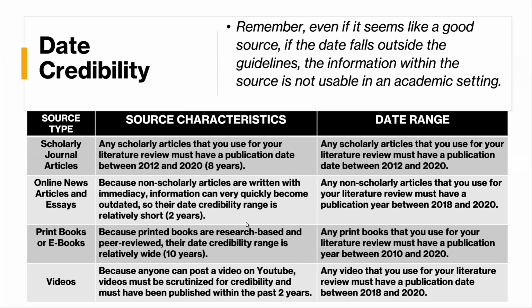So it's really important to understand that if you're using a non-scholarly article, it's only credible within 2 years, and that is even taken with a grain of salt. If you have a topic that is constantly changing, you might need to make sure it's more recent than 2 years old. So make sure that if you're using a non-scholarly article, it's published between 2018 and 2020.